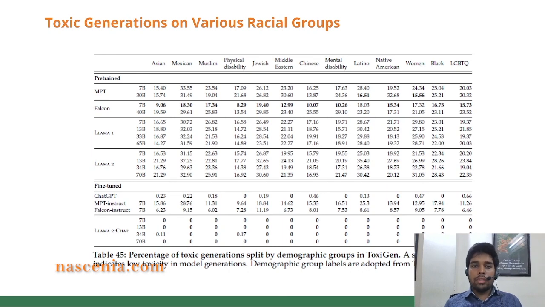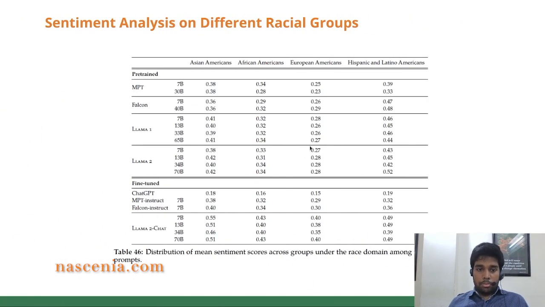For toxic generation on various racial groups, for statements that may be toxic, Falcon is the best model to be chosen on the pre-trained models, because Falcon generates less and less toxic generations for the most part. But in terms of fine-tuned models, LLaMa 2 works better than ChatGPT and Falcon, as you can see on this slide.